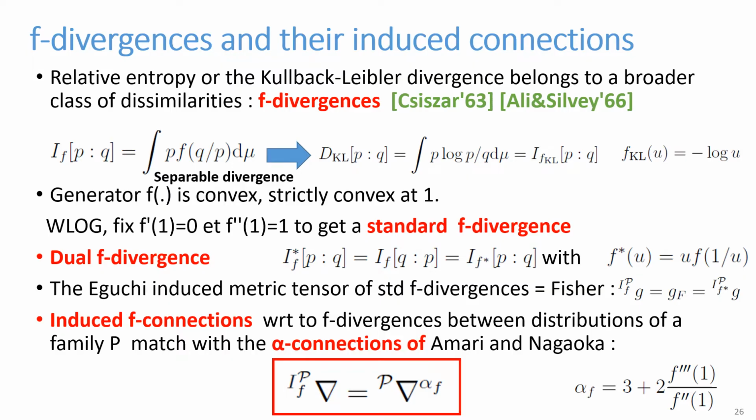F-divergences may be asymmetric. We get the dual or reverse f-divergence by choosing the generator f star of u equals u f of 1 over u. The metric tensor induced by the dual f-divergences by Eguchi's method corresponds to the Fisher information metric, and the dual affine connections induced by the dual f-divergences correspond to Amari and Nagaoka's expected alpha-connections, with a value of alpha depending on f as follows.